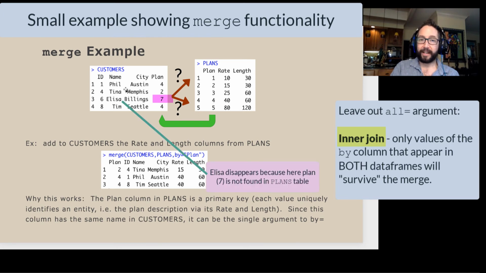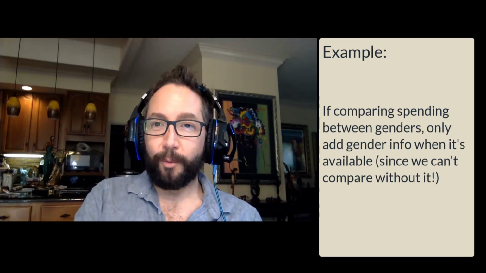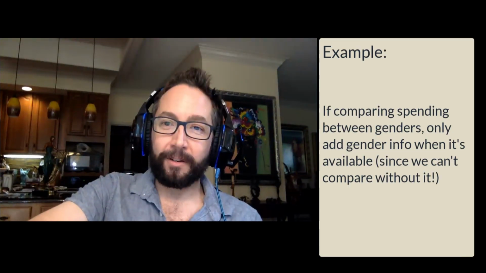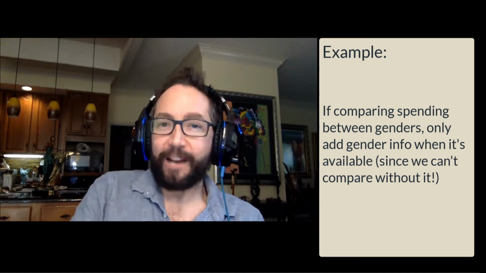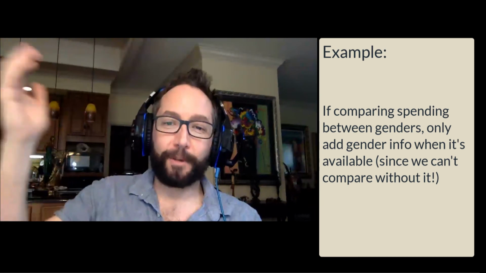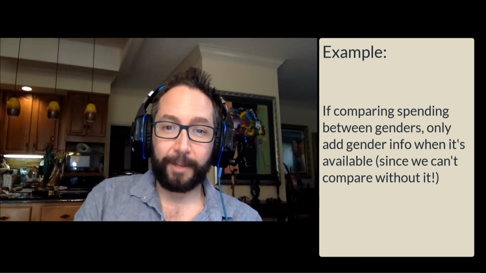5 is not a plan that I see in the customers table, so it's not going to get carried over to the result as well. So we see poor Eliza actually getting dropped from the result of running this merge because there is no plan 7 in the plans table. Now, sometimes we would like for that to happen. We really only want to add in information from the right data frame, the Y data frame, when we actually have it. And if we don't have it, just drop those rows. That's what's going to happen by default if you leave off that all argument.